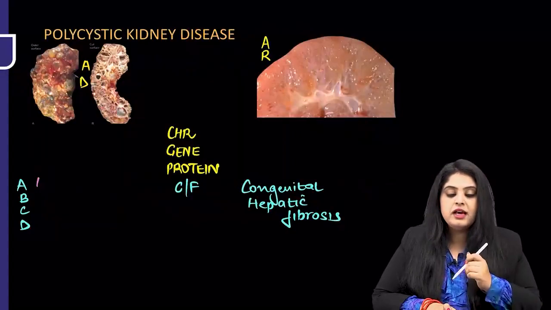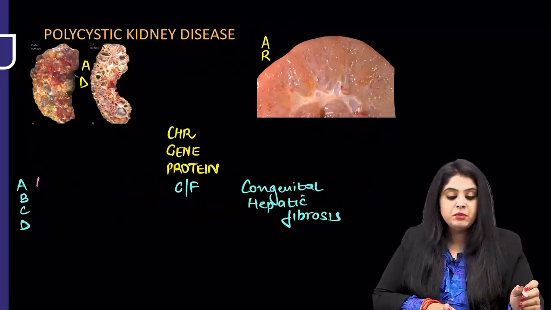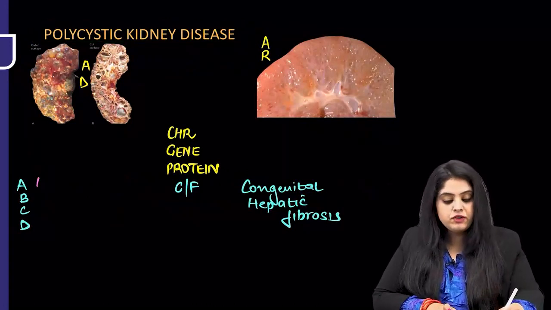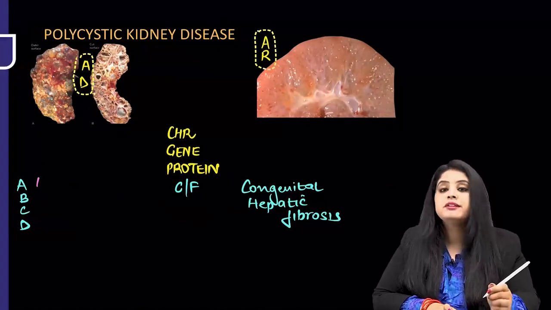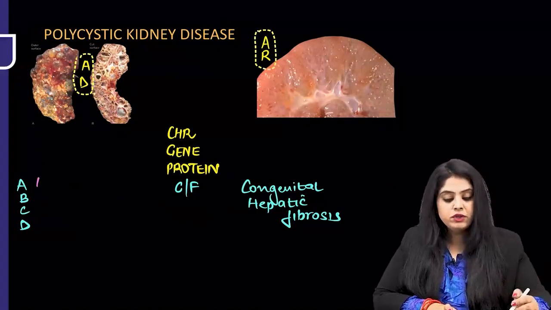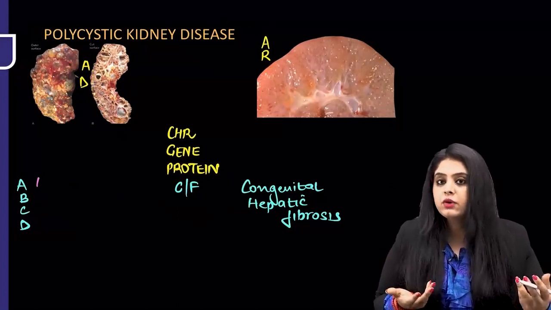Coming to the next, the last image fest that you have is polycystic kidney disease. Guys, polycystic kidney disease, I hope everyone remembers, is either autosomal dominant or autosomal recessive. When I say autosomal dominant, you'll say, how have you written it so confidently, ma'am? Just looking at pictures, how can you tell me?